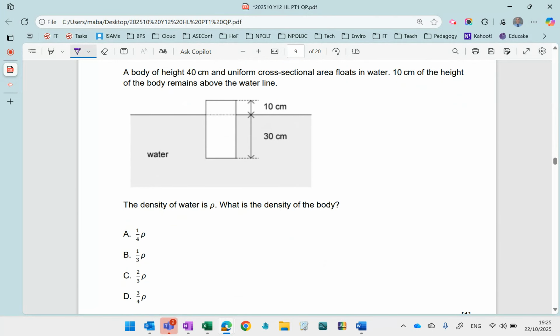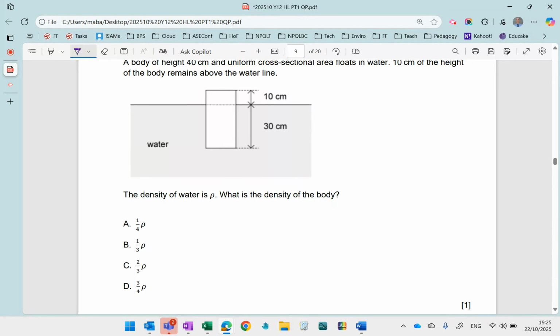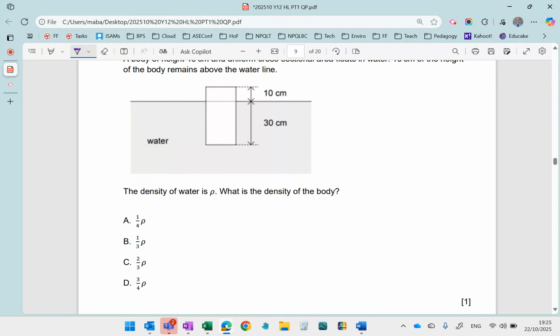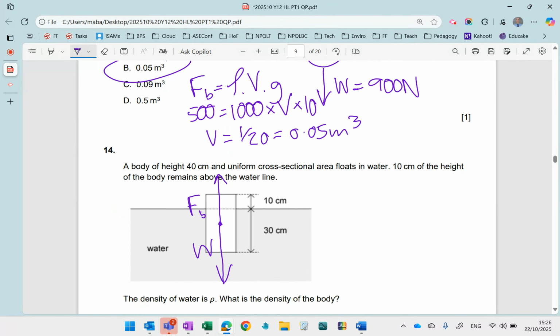More buoyancy joy. Right, density. What is the density of the body? Okay, so for this one, the weight is balanced by the buoyant force. So there we go, weight downwards is balanced by the buoyant force. So we've got the equation for buoyant force.